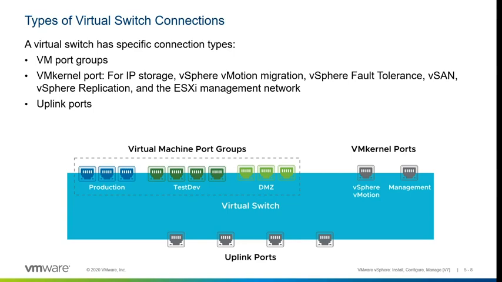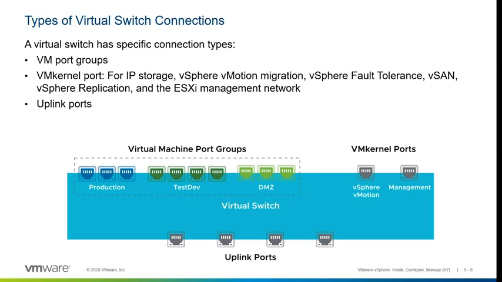So VM kernel ports are used for things like iSCSI and NFS traffic, vMotion traffic, fault tolerance, vSAN, replication, and most importantly, of course, ESXi management traffic. Okay? So those are the two major types of connections that you'll find on a virtual switch.